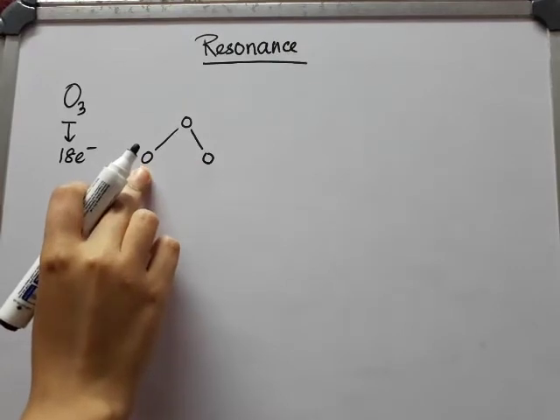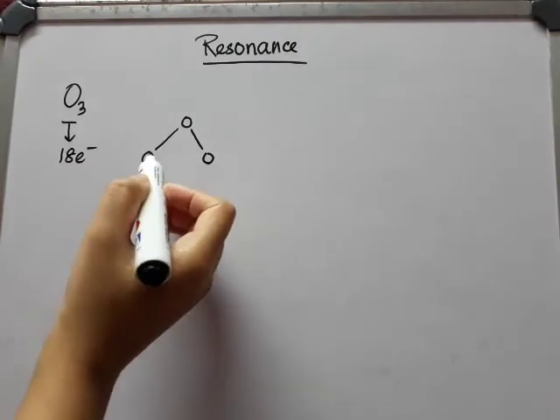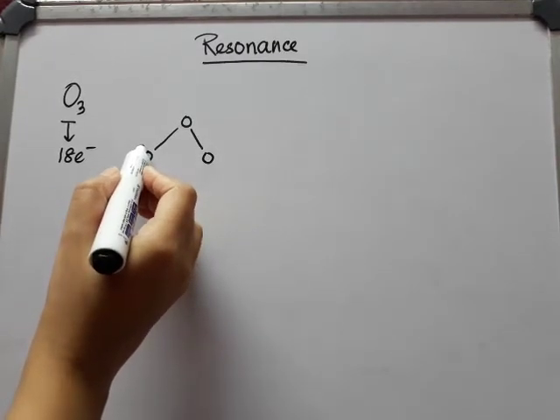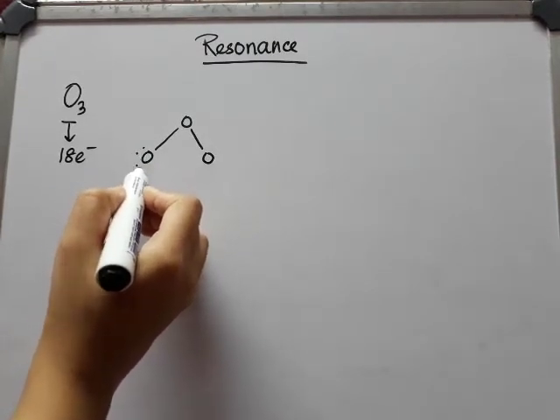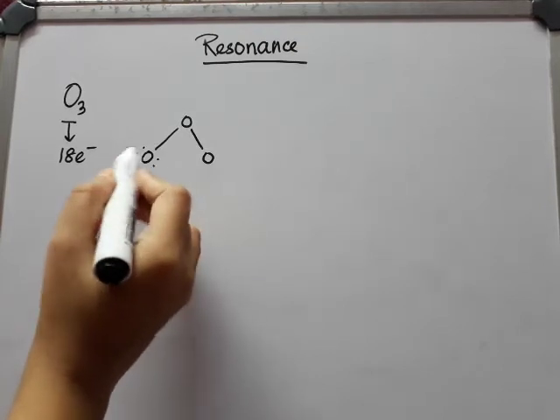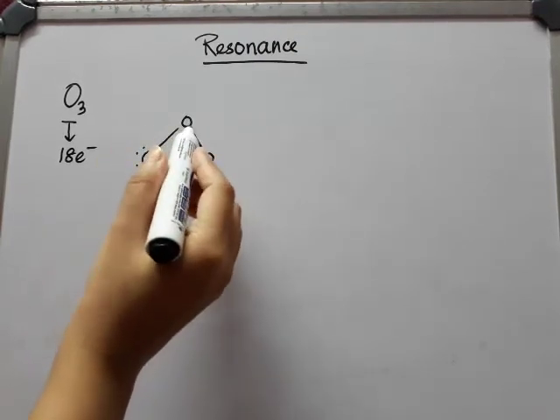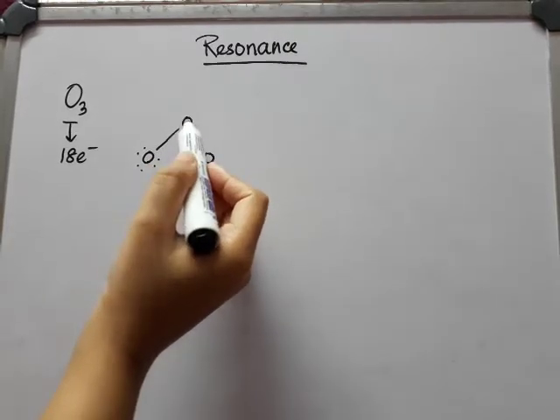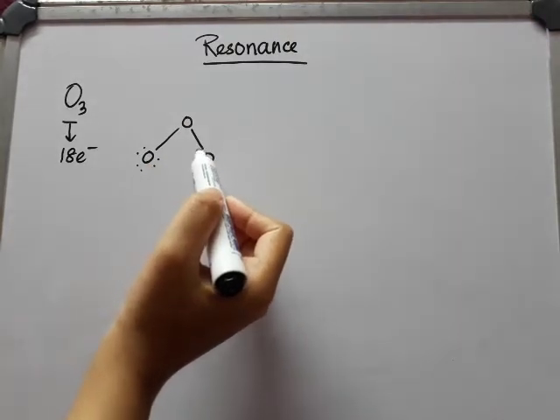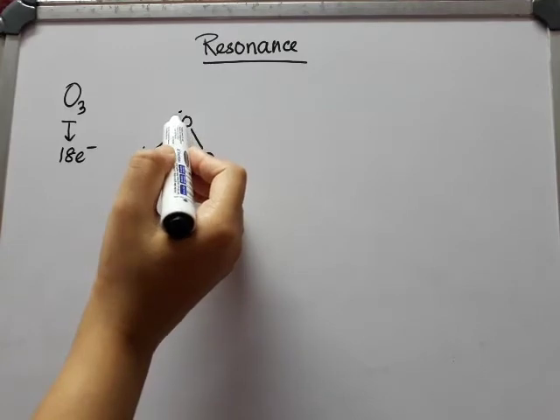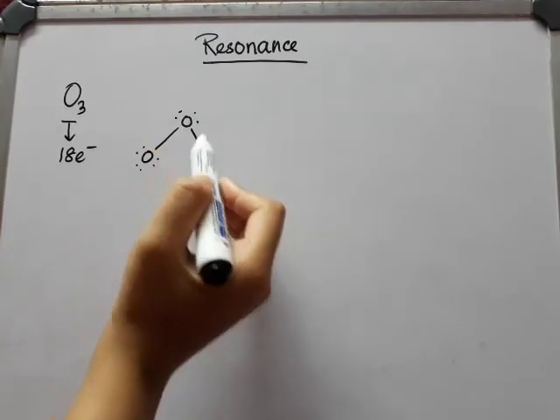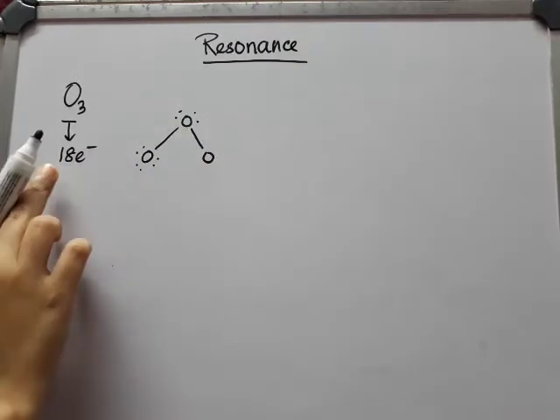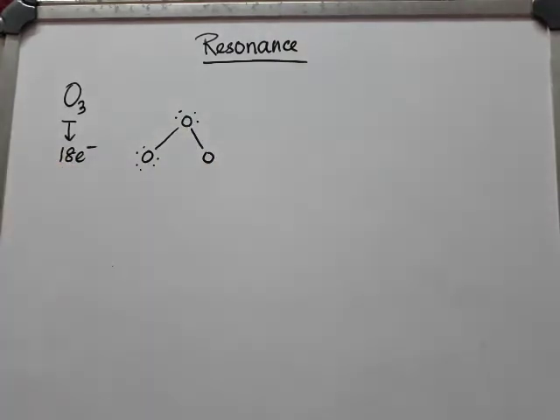So here for this oxygen atom it has 2 electrons already. To fill up its octet we need 6 more electrons, right? So now its octet is filled up. Now move on to the next, that means the middle oxygen atom. It already has 1, 2, 3, 4 electrons, so it needs 4 more electrons, and for this terminal oxygen also we need 6 electrons, but here are a total of 18 electrons, right?